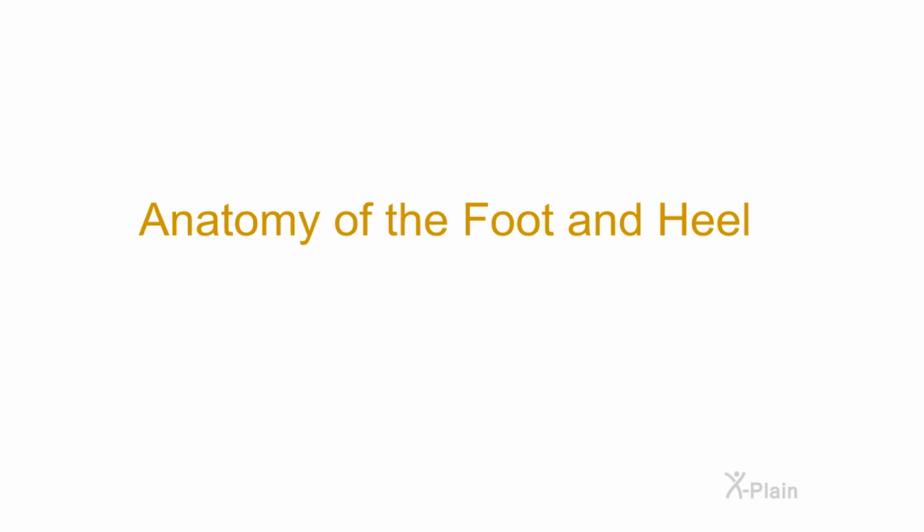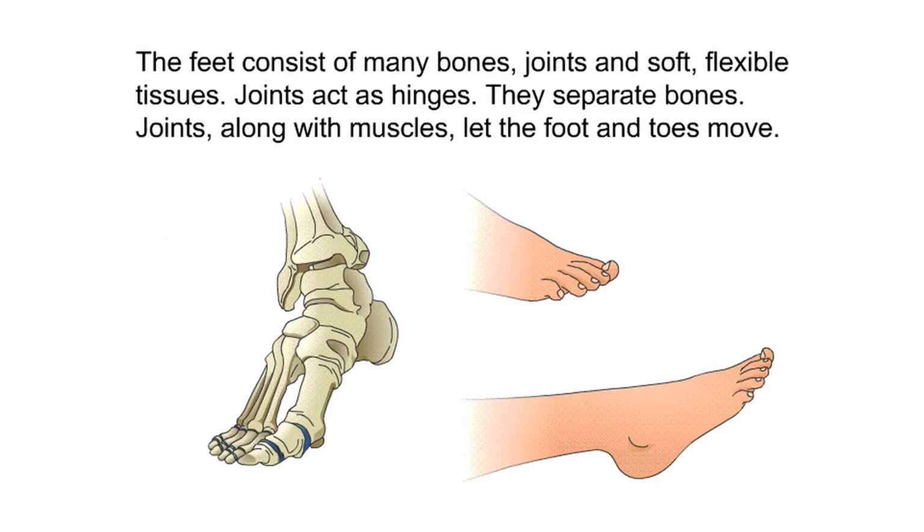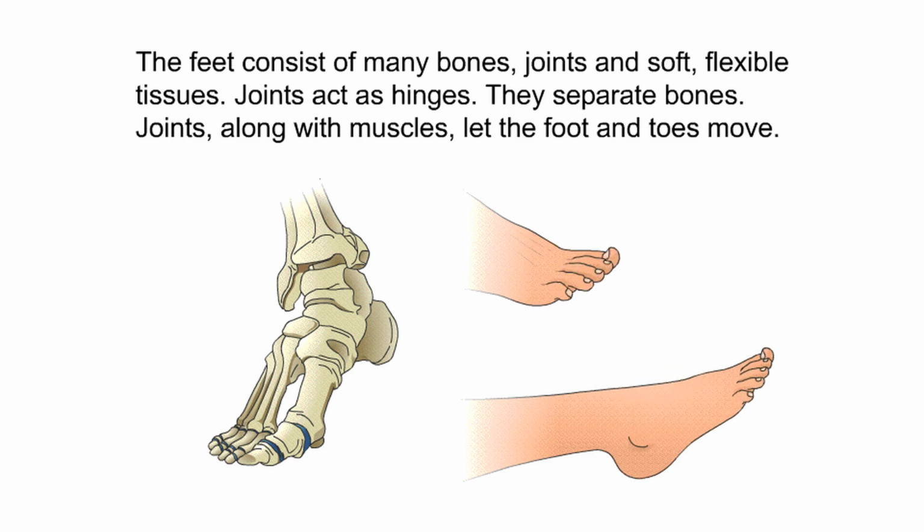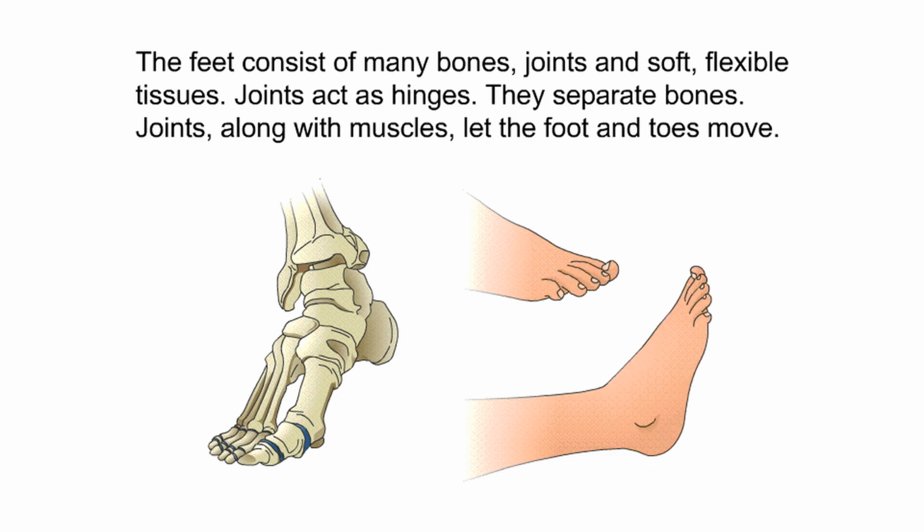Anatomy of the foot and heel. The feet consist of many bones, joints, and soft, flexible tissues. Joints act as hinges. They separate bones. Joints, along with muscles, let the foot and toes move.